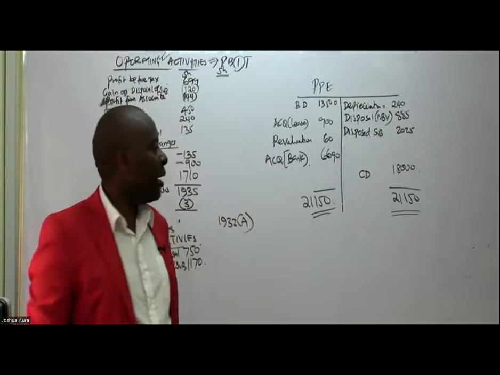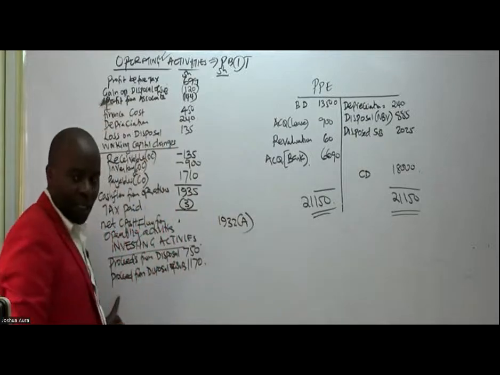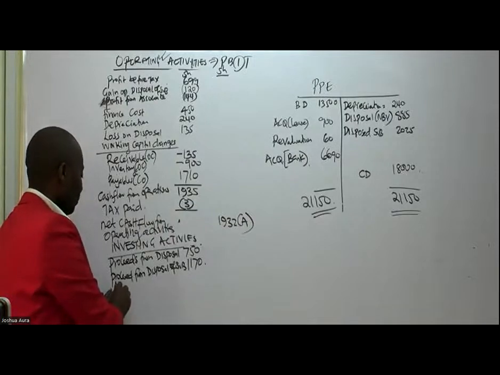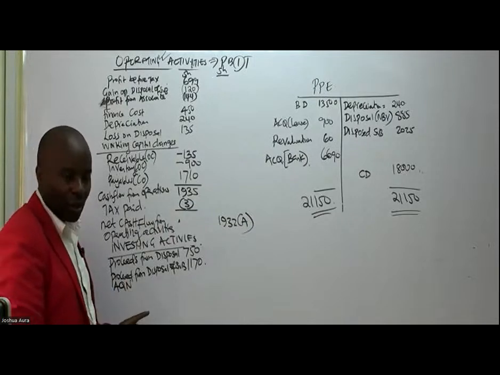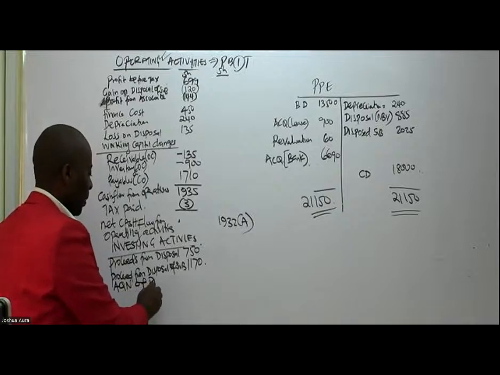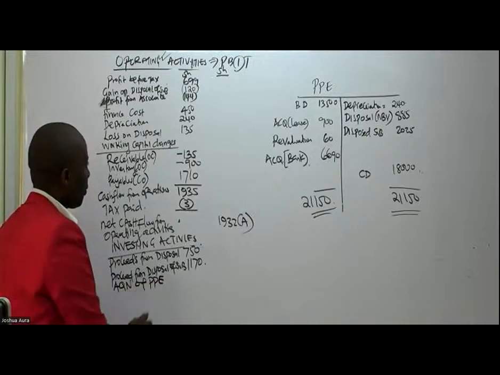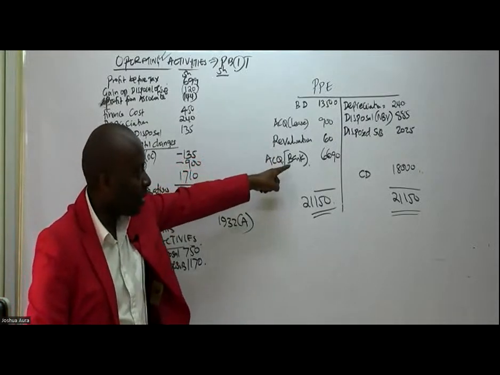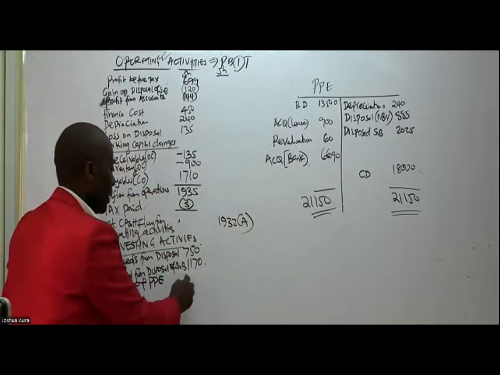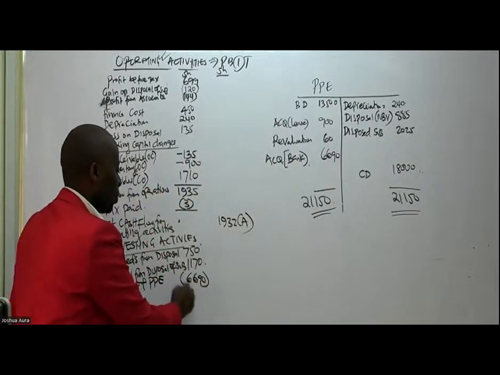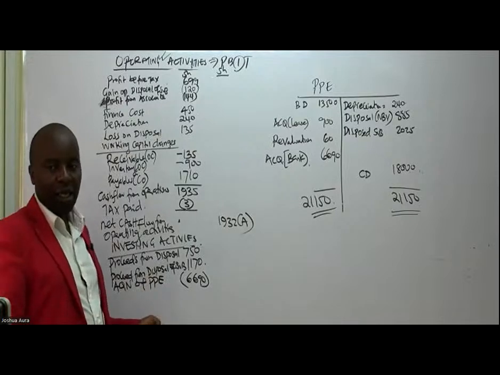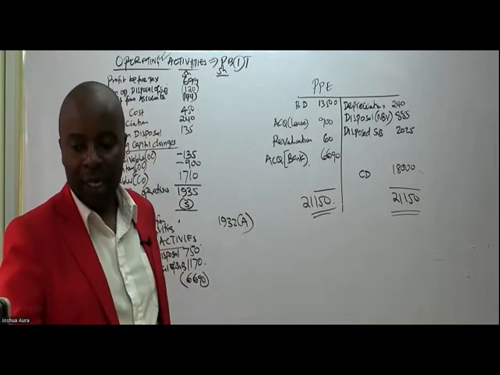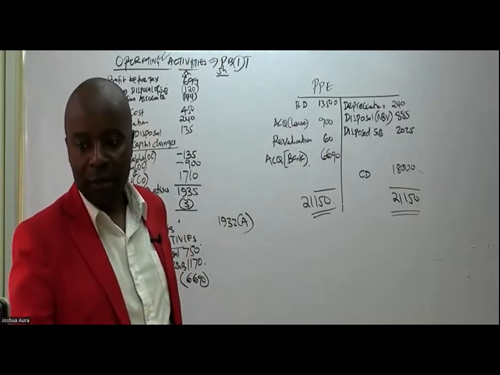So, ladies and gentlemen, this is an investing activity, so we talk of acquisition of PPE. Of course, it's a cash flow statement. I'm not concerned with the lease, I'm concerned with what we paid in the year. So this gives me 6690, and I'm putting this figure in brackets.